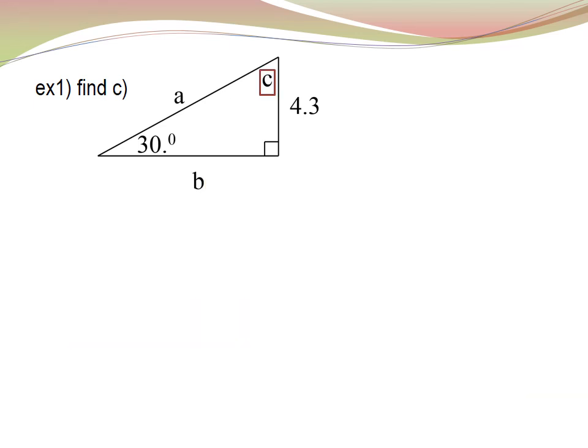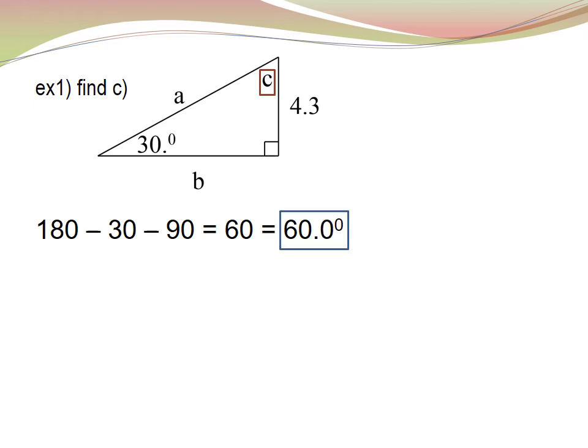In this one, I'm looking for C, which is an angle up at the top. I know this is 30 degrees. I know this is 90 degrees, and that all angles in a triangle add up to 180 degrees. So 180 degrees, subtract 30 degrees, subtract 90 degrees, gives me 60. So my answer is 60.0 degrees.